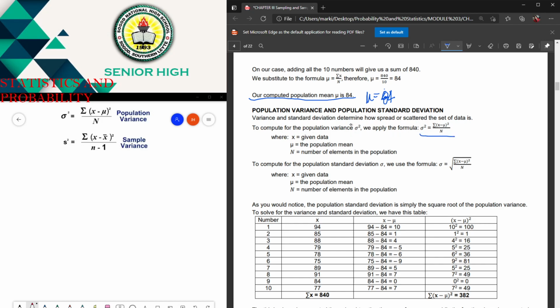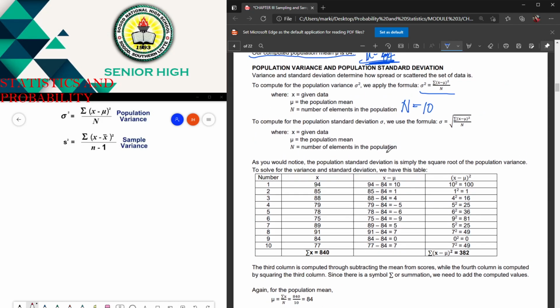The population variance, we apply the formula: summation of x minus mu squared over big N. So, x is the given data. Then, the number of population, you have there already here. This is the population mean, then the number of elements in the population, which is N, is equal to 10. To compute the population standard deviation, the answer is the square root of the population variance.